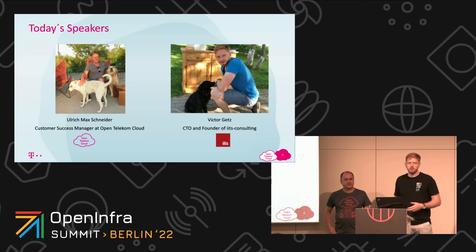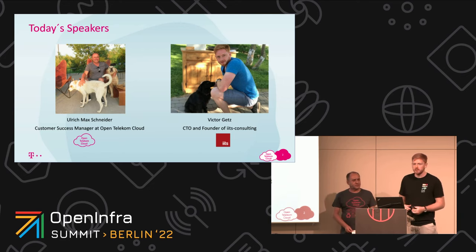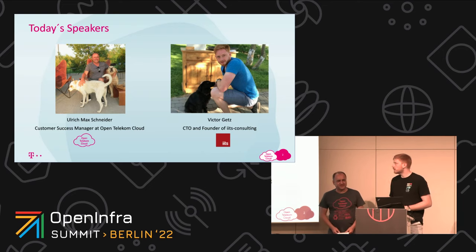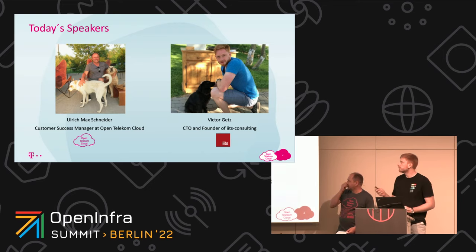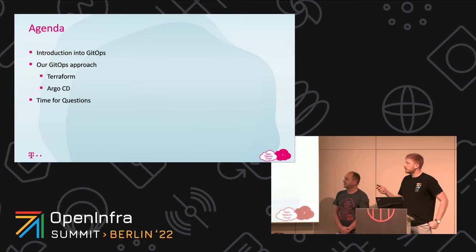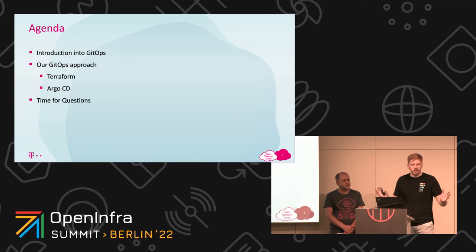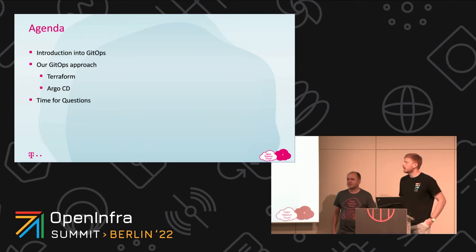And today I want to show you our best practices stack and what made us very successful in the last 3 years. So this is the agenda: a short introduction into GitOps. Then we show our big picture, how we do things in our GitOps approach, our company secret, you can call it. It consists of Terraform and Argo CD, a GitOps approach, but you can also use Flux CD. And then later we have also some time for questions.